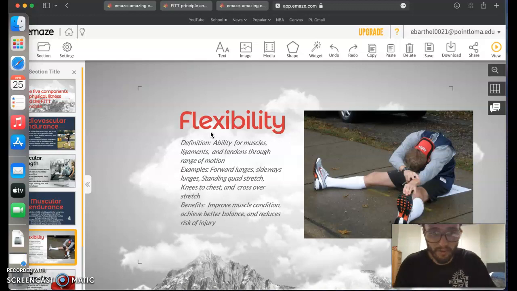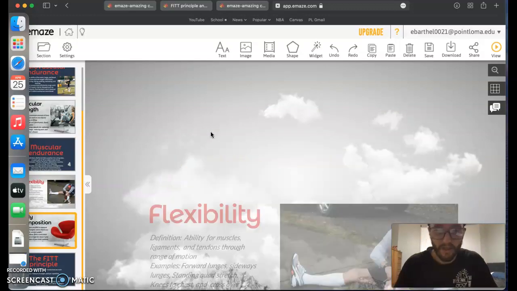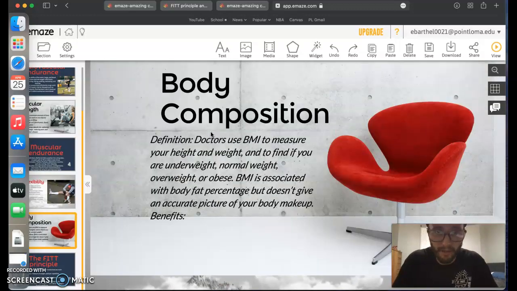Stretching is very important. The more exercise you do, the more stretching you need to do as well. So all 4 of these components, muscular strength, cardiovascular endurance, muscular endurance, and flexibility, combine to make someone's body composition.